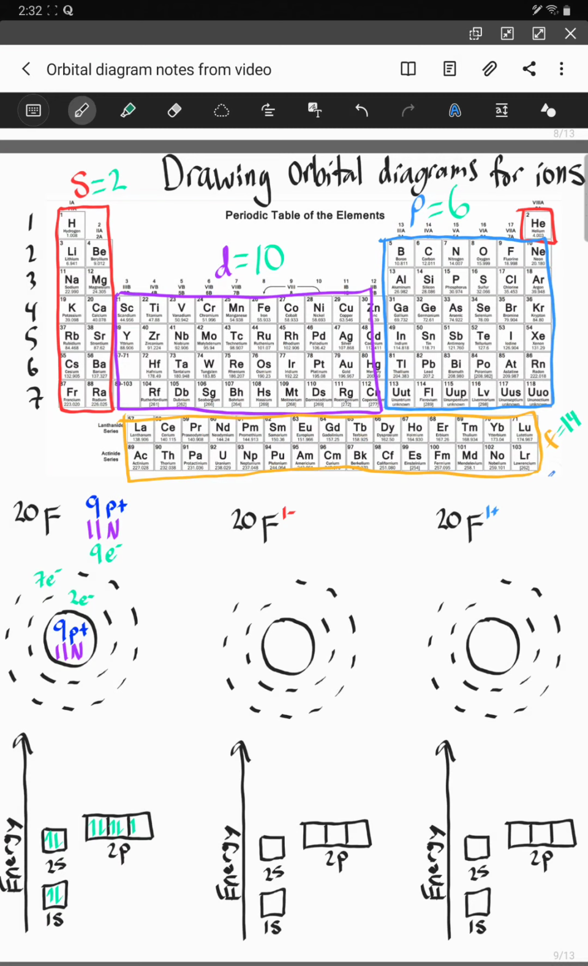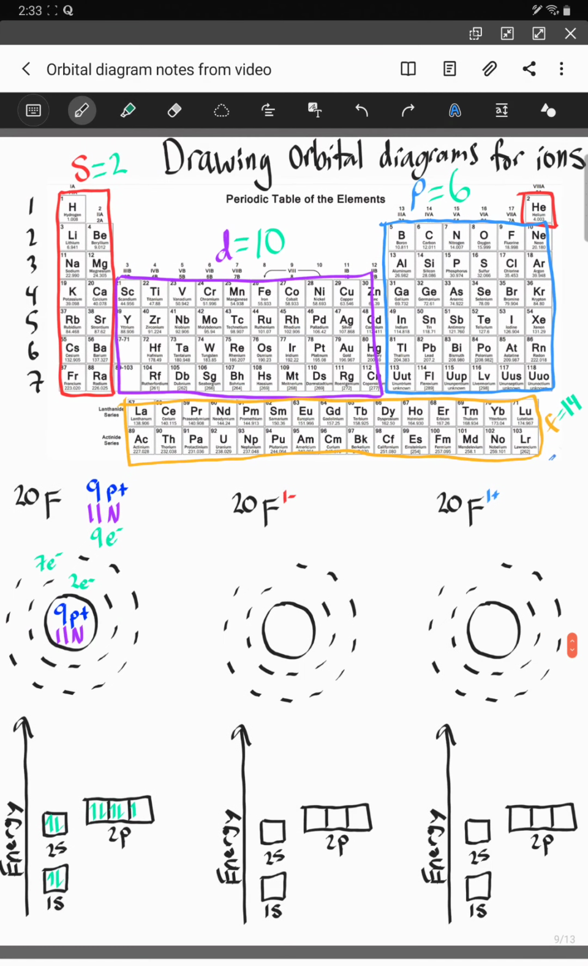Today, in part 3, and the final part, we are going to learn how to draw orbital diagrams for charged particles, which we know are called ions. So we will start with a more simple example of an element right here, fluorine, not too far down on the periodic table. And I have here on the left the Bohr model and the orbital diagrams for fluorine 20.